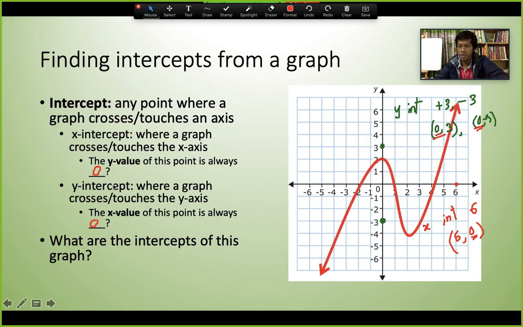We have another graph here, just for our testing. You can give it a try to find the intercepts, approximating if necessary. Okay, this is the y-intercept, and these are the x-intercepts.